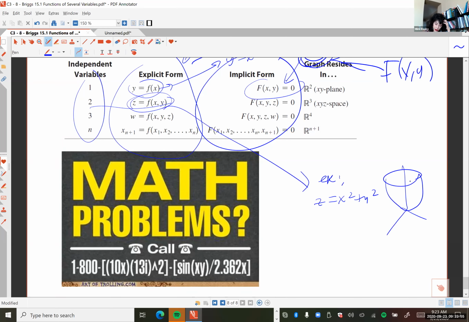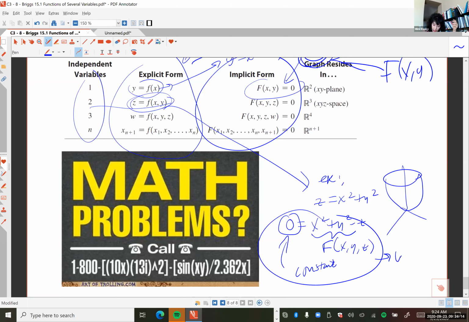Fine. If you move everything to one side and 0 on the other, and it doesn't matter what side you move it onto, just pick a side. This is now a function, we'll call it big F, of 3 variables. And you're setting it equal to a constant, and the constant happens to be 0. So this is the format of a level surface that we just got done studying 5 seconds ago.